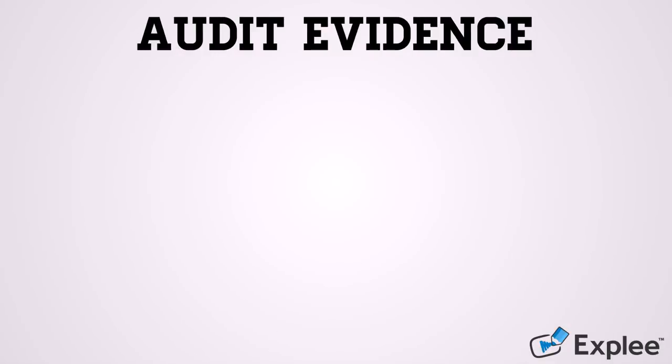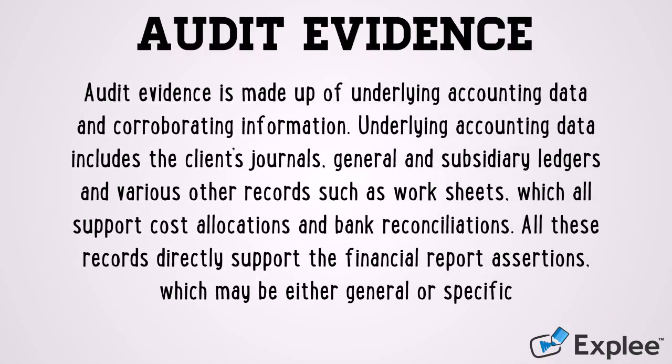Audit evidence. It is made up of underlying accounting data and corroborating information. Underlying accounting data includes the client's journals, general and subsidiary ledgers and various other records, such as worksheets, which all support cost allocations and bank reconciliations. All these records directly support the financial report assertions, which may be either general or specific.